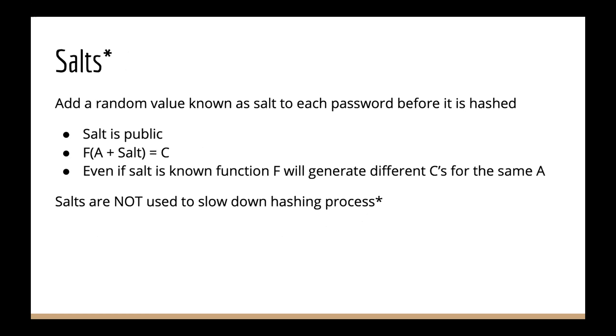Salts. So salts are basically random values that are added to a password before it is hashed into the encryption algorithm. Salt is usually publicly known. When you add salt to a plain text, and if it's truly random, every time you use the encrypting algorithm, it will generate a different C every time.